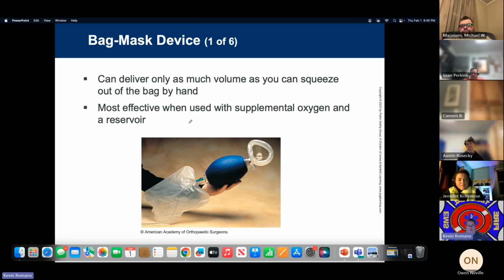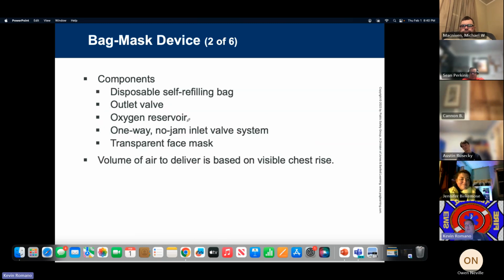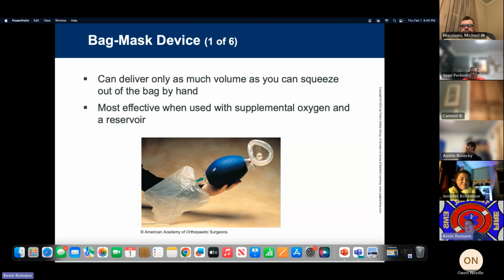Again, if you guys want me to go over this in detail, I can, but I'm pretty sure you all know what a BVM is. Very important to make sure that you are ventilating appropriately. That does not mean you need to squeeze the entire bag. You're doing just enough for chest rise.